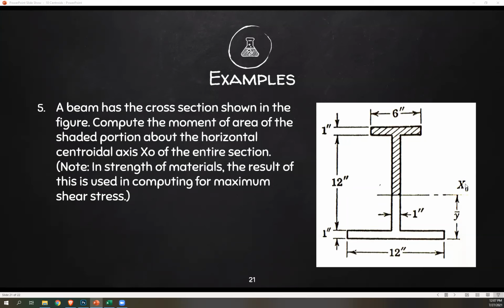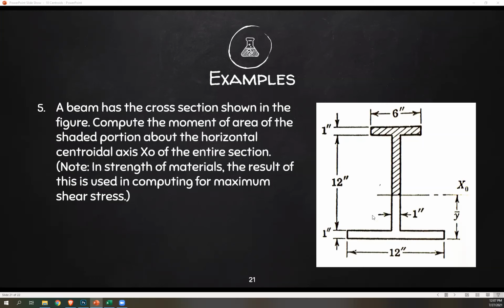Note, in strength of materials, the result of this is used in computing for maximum shear stress. So we'll use this concept in our later topics. Okay, so let's begin. Again, moment of area about this axis. Now the problem is we don't know where that axis is located. So we have to solve. It's a centroidal axis, so basically we need to solve for the centroid.